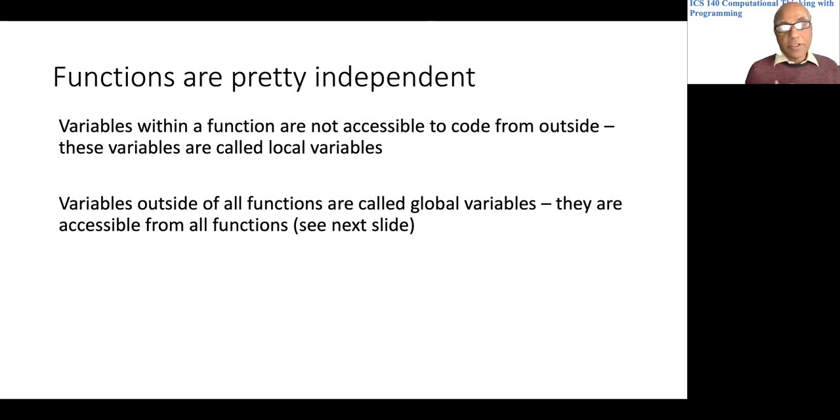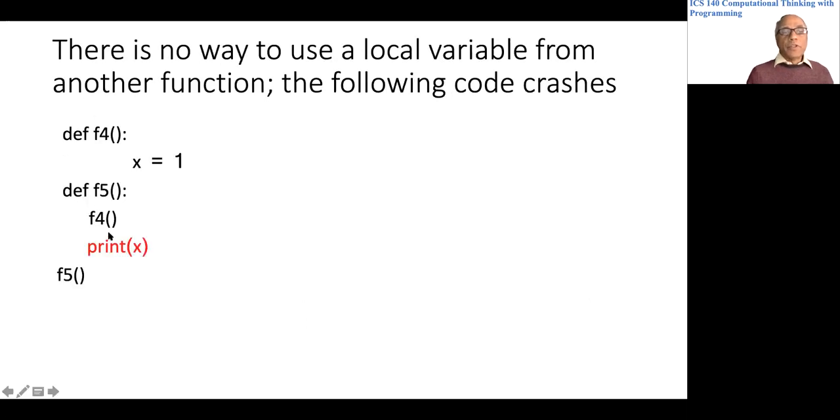Now let's get a little more in depth into functions. Functions are pretty independent. If you have variables within a function, you can declare your own variables. They're called local variables. They are not accessible to code from the outside. Variables that are outside of all functions are called global variables. So for example, here, define f4.